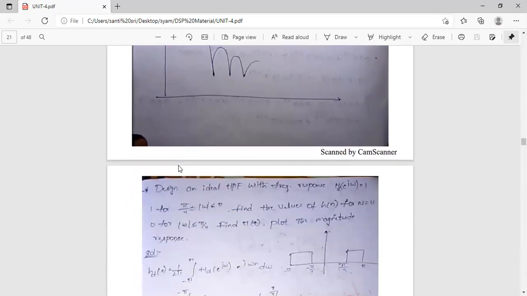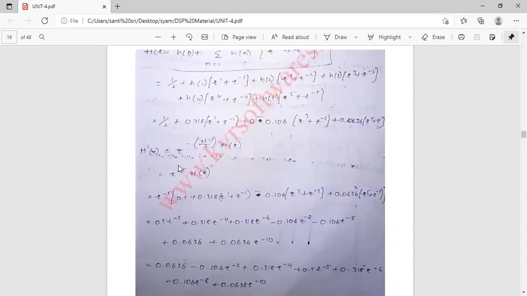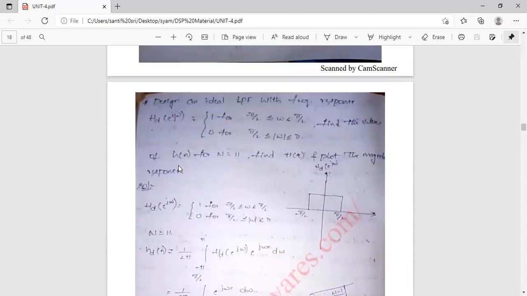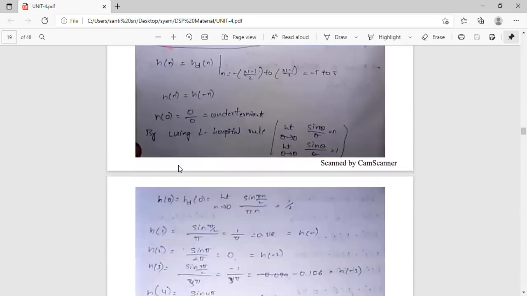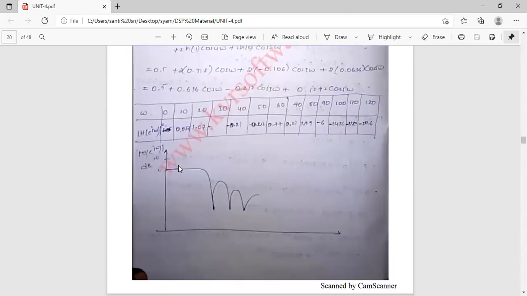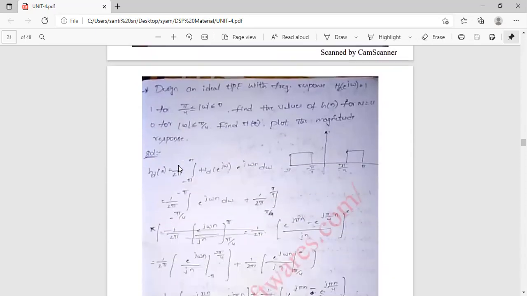So this is about the design of ideal low pass filter. Okay, like this, we can solve it. The next problem is design of ideal high pass filter. Design an ideal high pass filter with frequency response H d of e power j omega equal to 1 for pi by 4 less than or equal to omega less than pi. Find the values of h of n for n equal to 11.